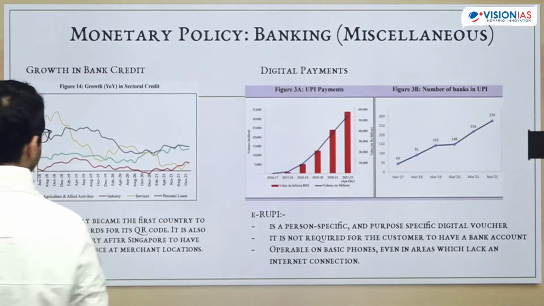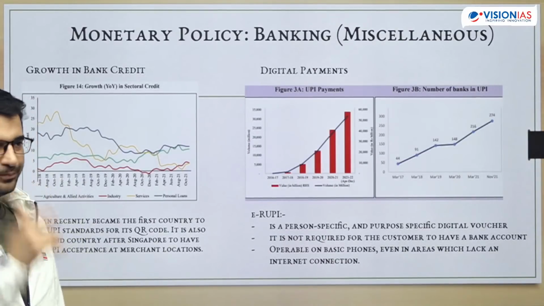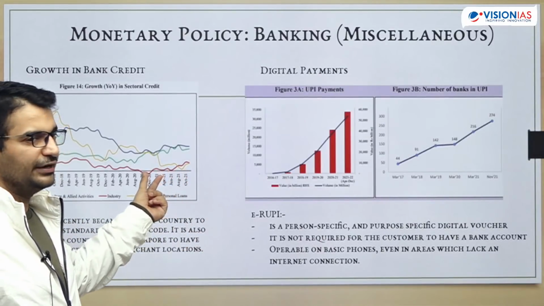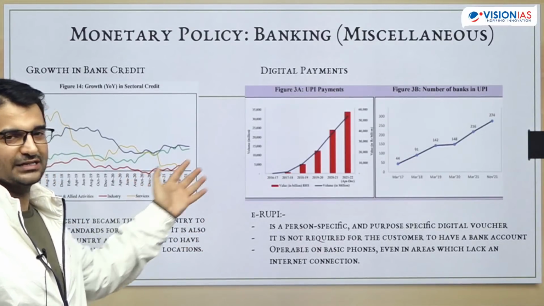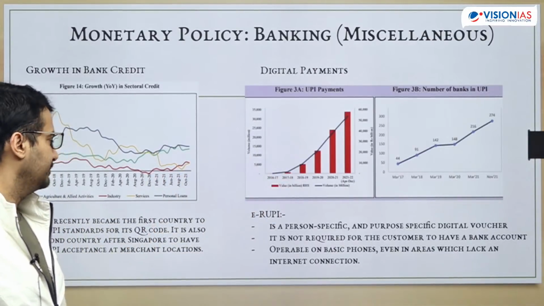Few other aspects with respect to banking. There is a sectoral credit growth chart that is there. Please have a look at it. Growth of credit in various sectors. Some important points that let me tell you. Growth of credit in services is quite low. Growth of credit in industry has picked up. It was low but it has picked up. Within services, there is still a muted credit growth. This is an important point.